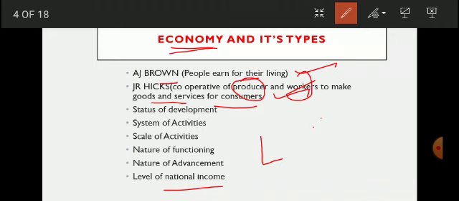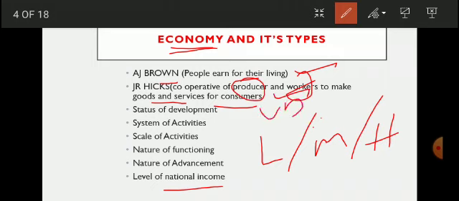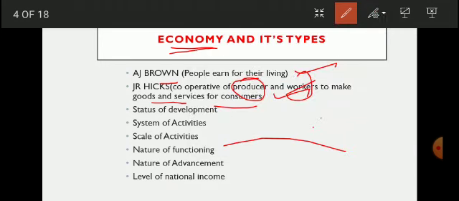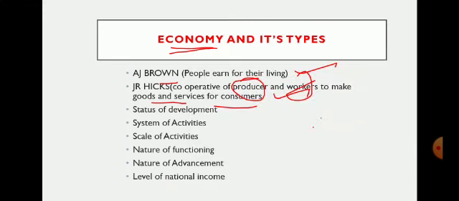One is a low level, one is a medium level and one is a high level of national income. The low level is in the undeveloped countries, the medium level is in the underdeveloped countries, and the high level is in the developed countries. Okay. So next slide, next topic you can see.